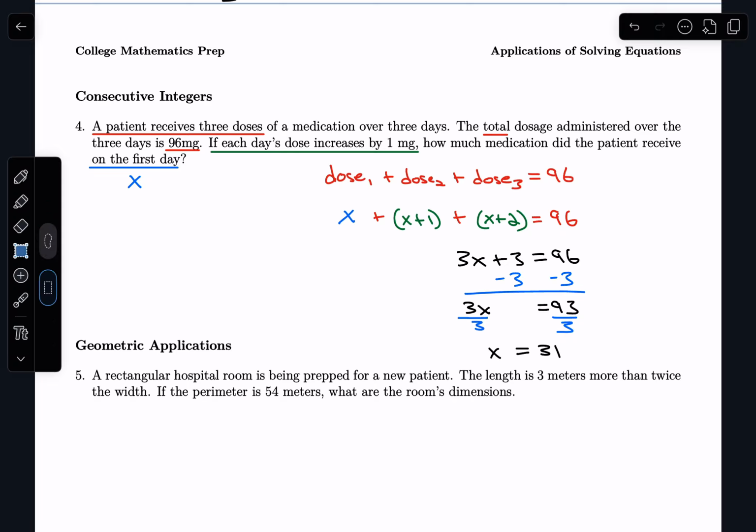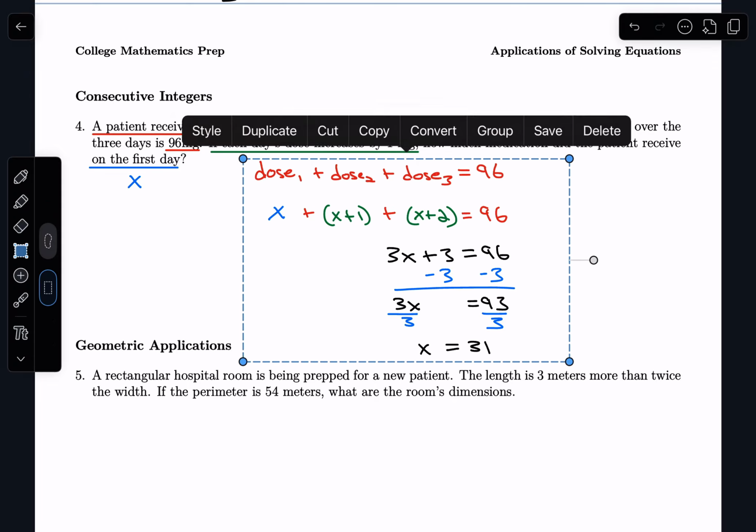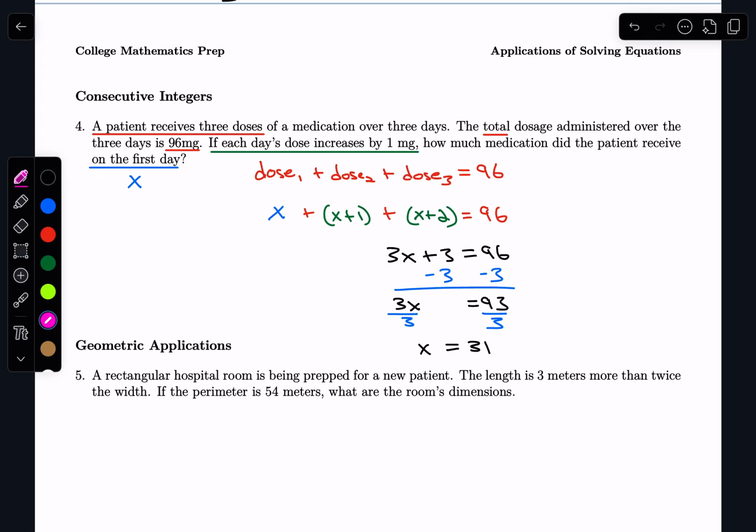So now that's all well and good. We got x equals 31, but the question did not mention x anywhere. So now we just need to answer this question in words. We need to interpret our result. The question asked us how much medication the patient received on the first day. So this x equals 31 represents that the first day's dose was 31 milligrams, where I need to have units here because those milligrams are relevant to this dosage. Okay, you can't just say 31 in a hospital setting or nobody's going to know what you're talking about. In this case, the first day's dose was 31 milligrams. All right, number 5.